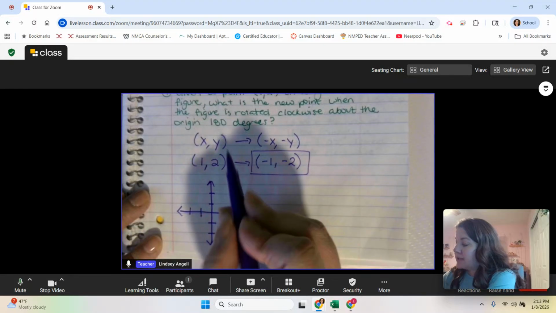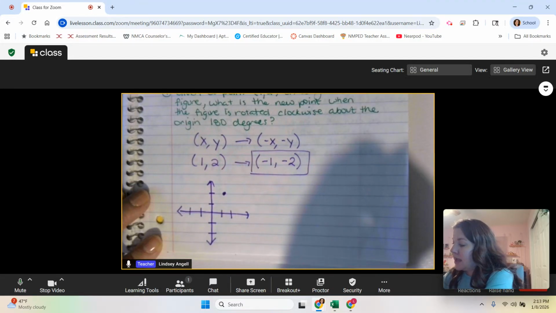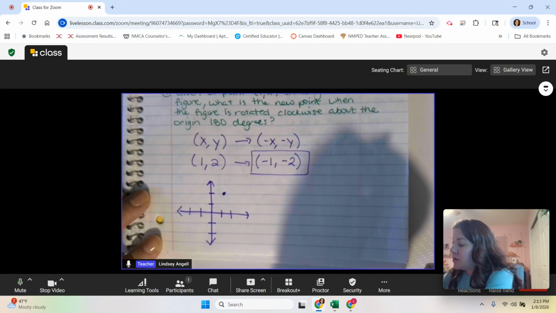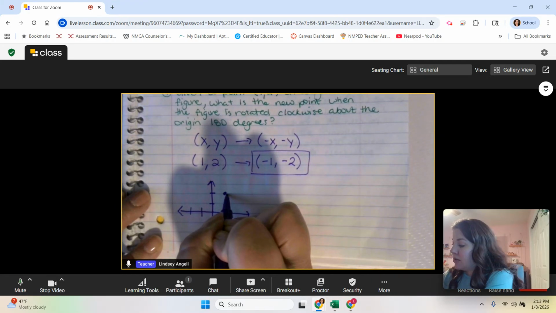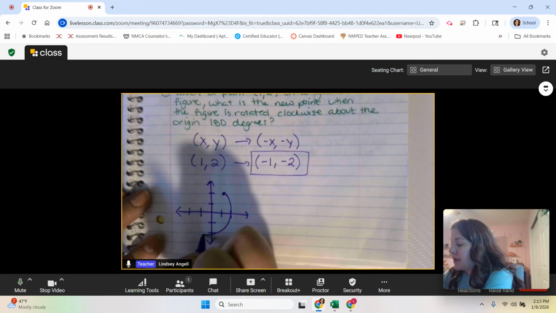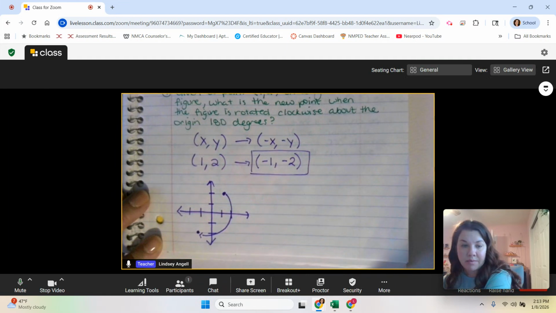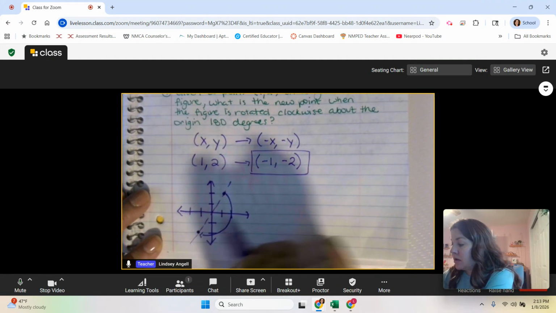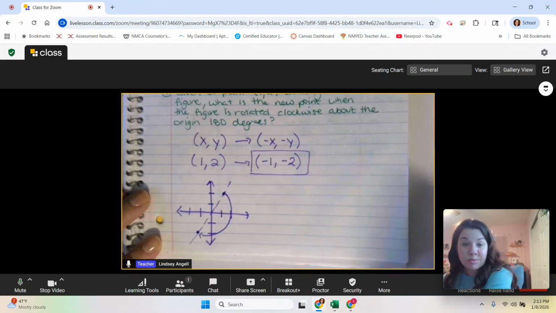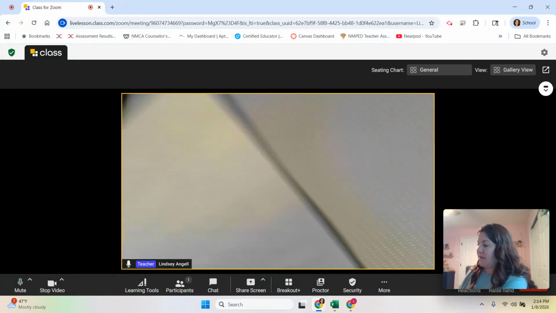There we go. Let's see, my original point was 1, 2. So go to the right and go up 2. And it was rotated clockwise 180 degrees. So that would come all the way down here, giving us -1, +2. So notice that was half of a circle, like if I were to go like that, right? So that's where that comes from. So hopefully that helps you visualize it a little better than the example I gave earlier.